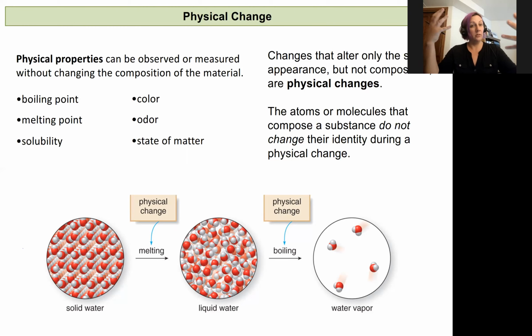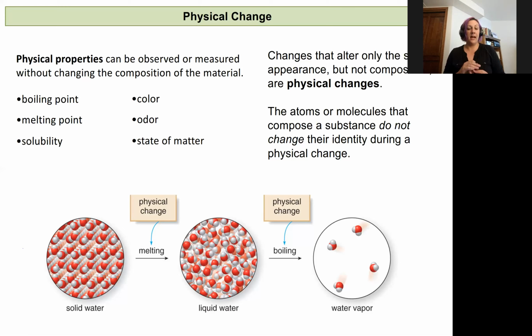The odor that a substance has. Isopropyl alcohol, which is rubbing alcohol you might find in your home, has a very distinct odor. These are all examples of a physical property. And so changes that alter one of these physical properties, but not the actual composition of the atom or molecule. So it doesn't change how atoms are bonded together in a molecule, would be a physical change.